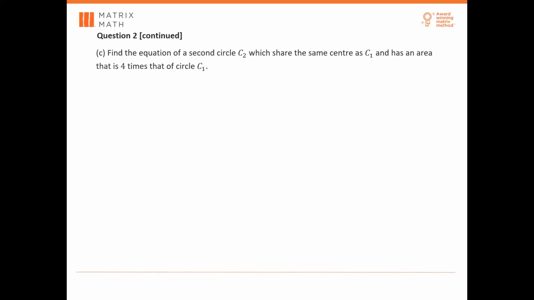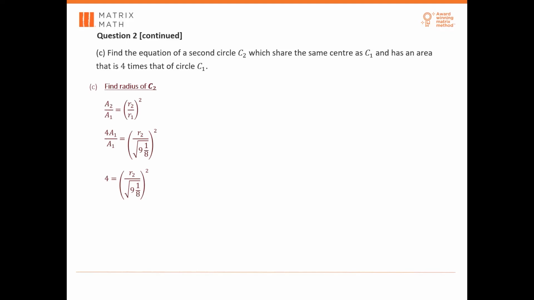Part C, find the equation of the second circle C2, which shares the same center as C1 and has an area that is 4 times that of the circle. Now take note, this is something that you learn in Sec 2. If the ratio of the area is 1:4, then the ratio of its length is the square root. So you can write it in this format: A2 over A1 equals (R2 over R1) squared. Which means the area of the new circle C2 is 4 times the area of C1. So you can write it in that format, with the radius R2 over R1.